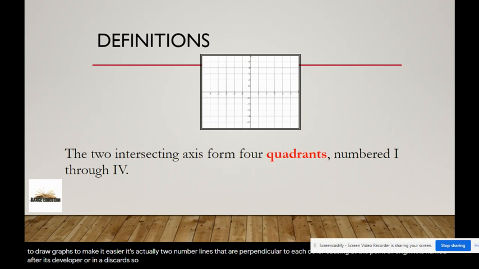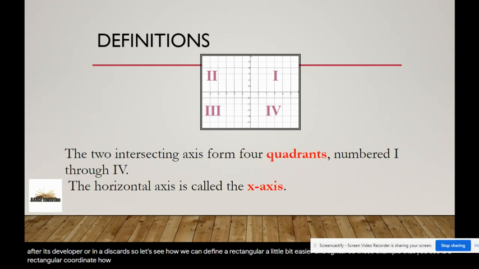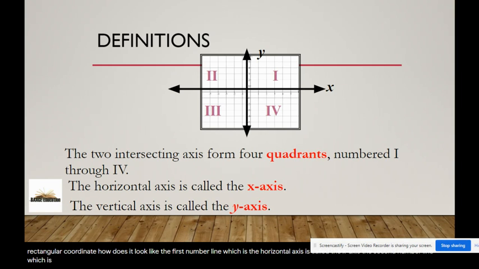So let's see how we can define a rectangular coordinate a little bit easier. The example that you see is a rectangular coordinate. How does it look? The first number line, which is the horizontal axis, is called the x-axis. The second number line, which is the vertical axis, is called the y-axis. Inside the lines or outside the lines, you get the quadrants.